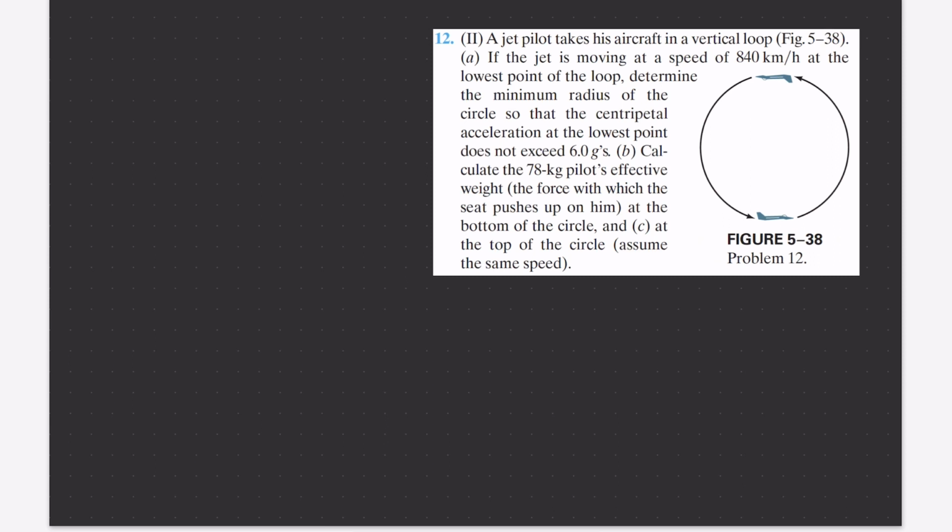All right, so really quickly, I'm going to go ahead and write down what we're given. We're given velocity, which is 840 kilometers per hour, and we're given acceleration, which is equal to 6.0 Gs. Now, I'm going to multiply both of these given values by a quick factor to turn them into SI units. For the 840 kilometers per hour, that's going to be a factor of 5 over 18. And for the 6 Gs, that's going to be a factor of 9.8.